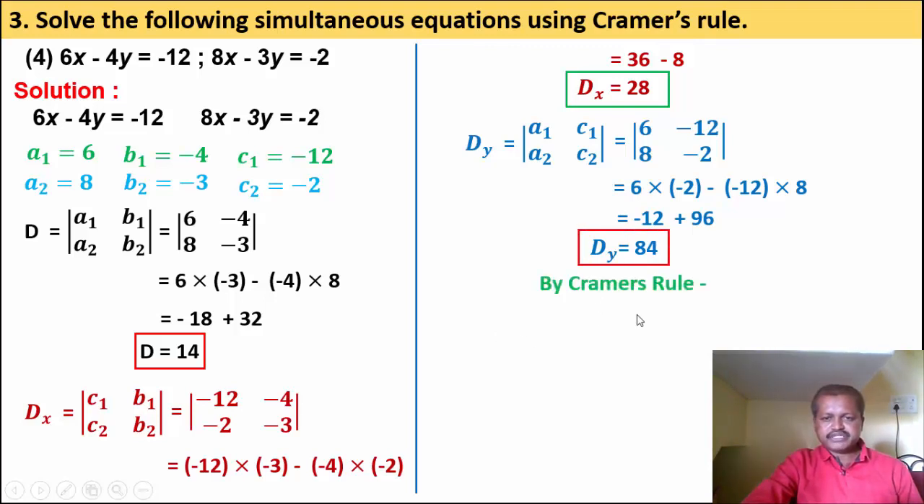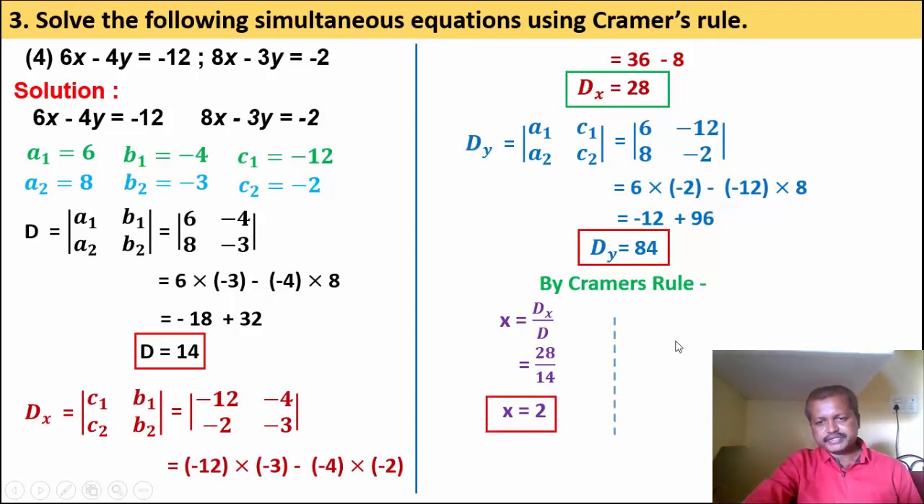Now using Cramer's rule, you calculate value of x and y. So right here x is equal to dx upon d. Put up the values, dx is 28 and d is 14. So right here 28 upon 14 is equal to 2. So this is value for x.